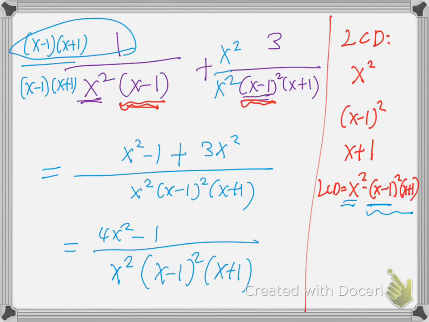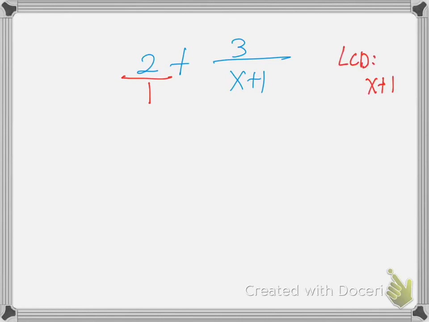Okay, now a remark. If you have an integer, let's say 2 plus 3 over x plus 1, what's the LCD? We put 1 down here, so LCD is x plus 1. We don't count number 1. 1 times anything is 1.